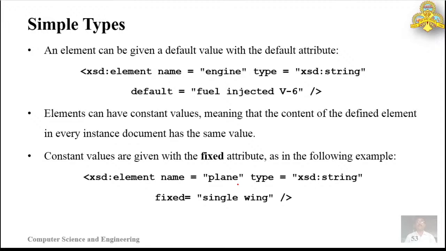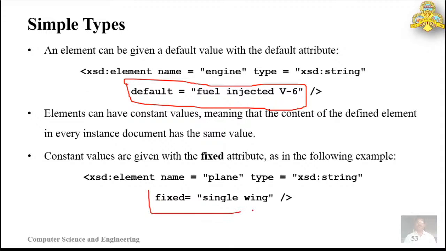We can also provide a default value for an element. Here is the same one that was specified in the previous slide, but here a default value is specified. So if the element does not have any value, then this will be considered as the default value. Similarly, if the element's value must be fixed, that is a constant value, then I can have such an effect by using the attribute fixed. So for default it is the default attribute, and for constant values it is the fixed attribute.